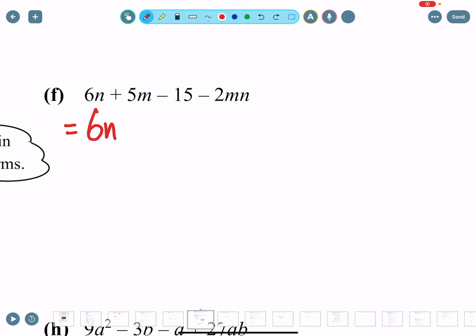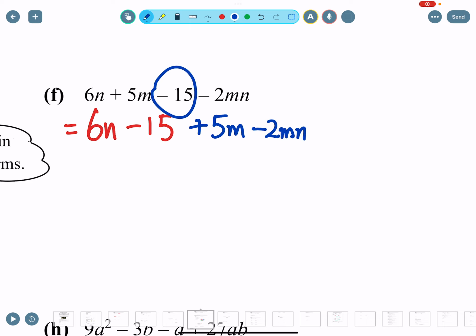So maybe I will pair it up with, let's go with negative 15. Let's see how it goes. Negative 15, right? Plus 5m minus 2mn. You're rearranging the terms. So again, negative follows 15. So when you move 15 to the left, make sure that this plus is not following 15. It's actually the negative following 15. So again, they are in boxes.